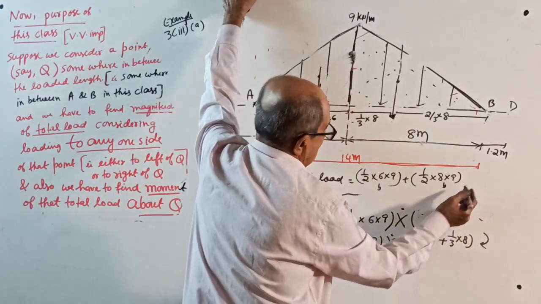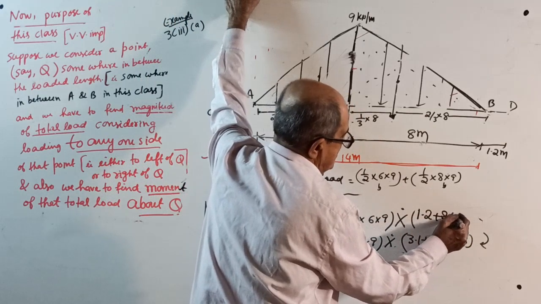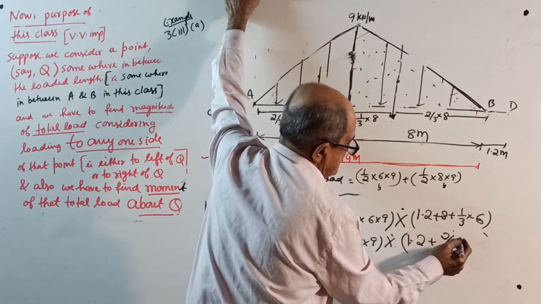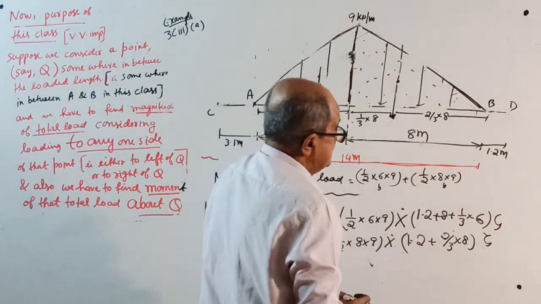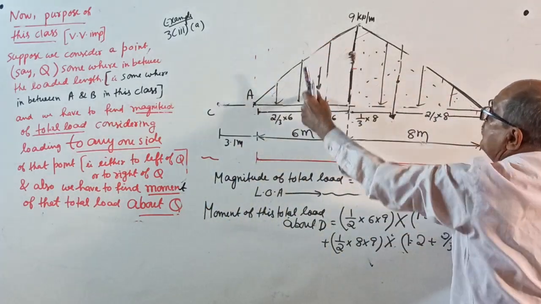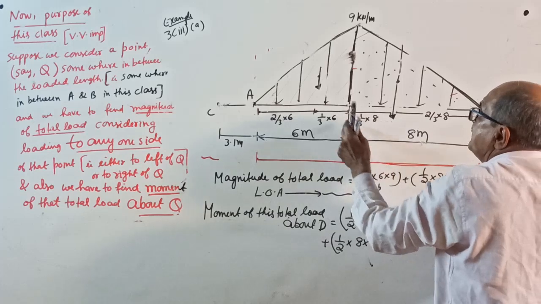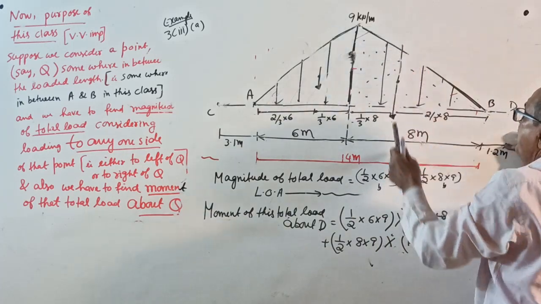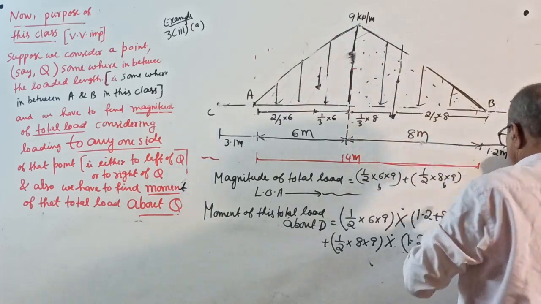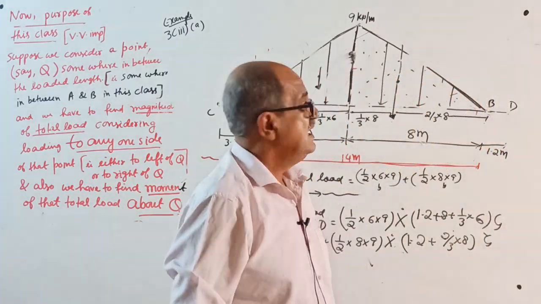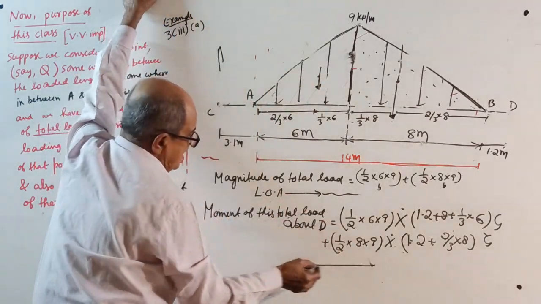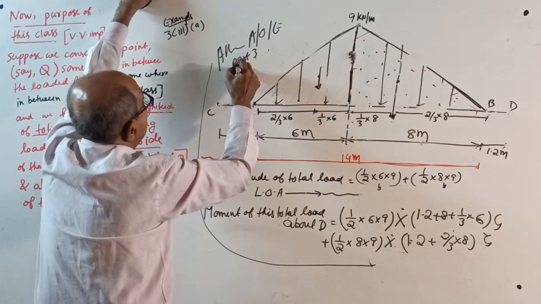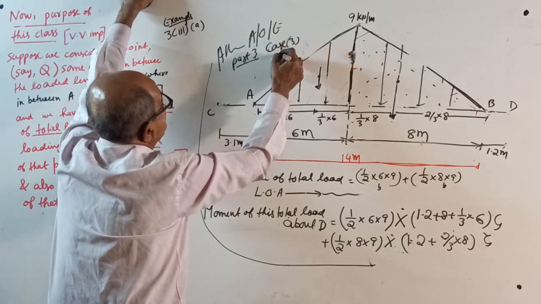I write first. Start. Moment about D. Half into 6 into 9 is the load into 8 plus 1.2 plus 8 plus 1/3 of 6. See here? Then half into 8 into 9 is the total load this side into 1.2 plus 2/3 of 8. Remember, all these up to here were already done earlier, part 3, case 3A. See, the class over.